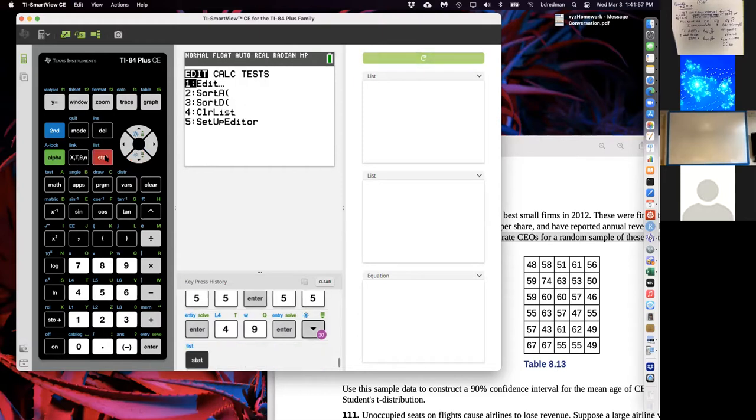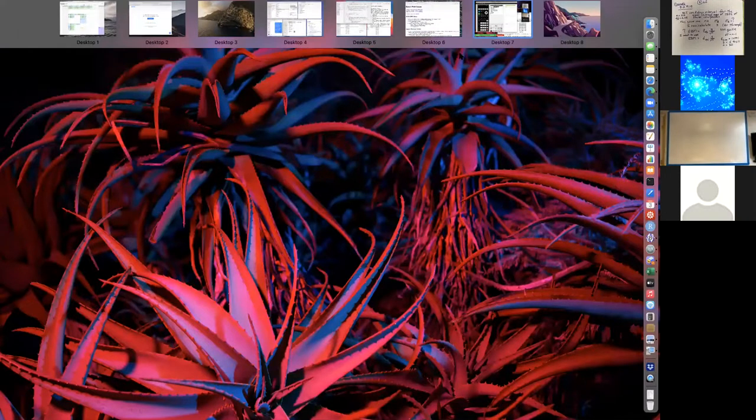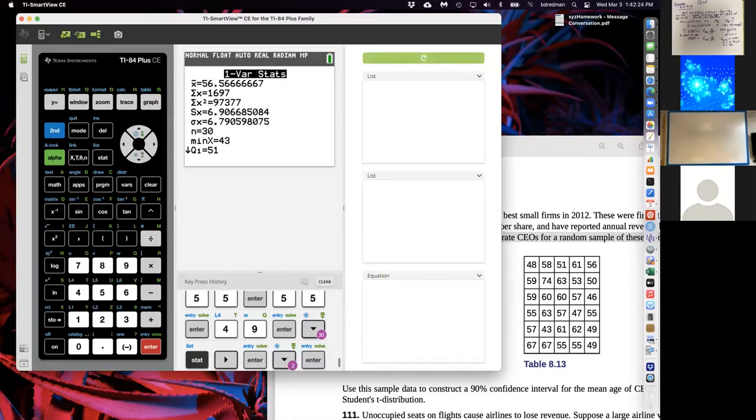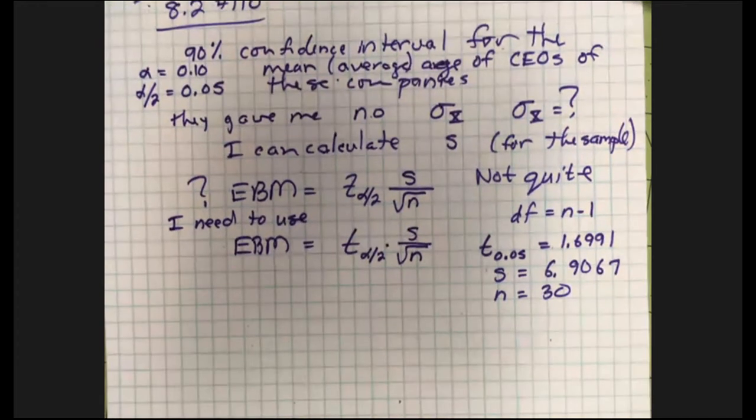So now I'm going to do stats, calculate, one variable statistics. There's no frequency list here. I'll leave that blank. Now I have my standard deviation, 6.9067. Figure out how many digits I want to use here. And now I can calculate my error bound. So I'm going to go back to my paper. Find my paper, calculate the error bound.